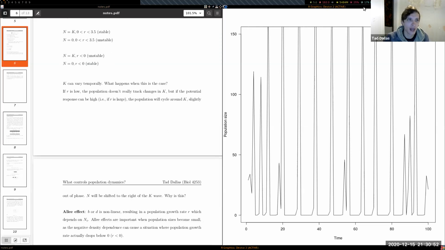And what I want you to get out of that is there are 2 population models. There's the concept of the stable and unstable equilibrium, which is really important. And this simple model that only has 2 parameters, little r and K, can actually have some really complex behavior, which I think is really interesting.